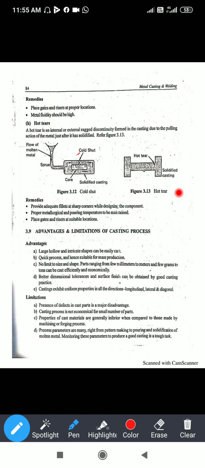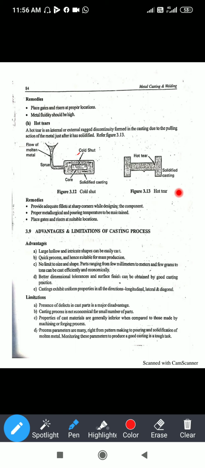What are the advantages? Large hollow and intricate shapes can be easily cast. Any complex design can be produced by casting to make a complex component. It is a quick process, a faster one, and hence suitable for mass production. Nowadays maximum production is done by casting.